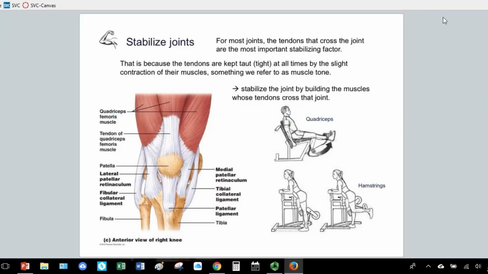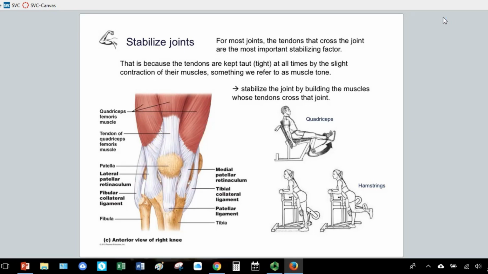Another thing that skeletal muscles do is they stabilize joints. And I guess what I should say is that the tendons that cross joints are going to stabilize joints. So here we have the knee joint, and this is an anterior view. So these are the quadriceps right here. And as you'll find out, skeletal muscles are attached to bone via tendons. So these are all tendons here, and then these are ligaments on the outside. But yeah, here we have some tendons, and there's a lot of tendons on the backside of the knee as well.